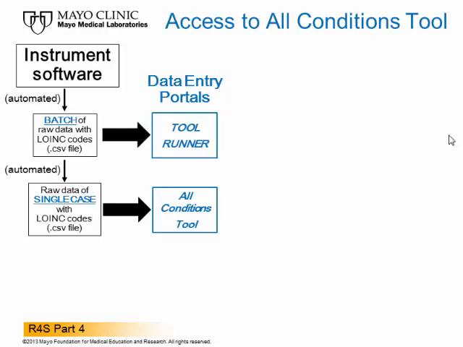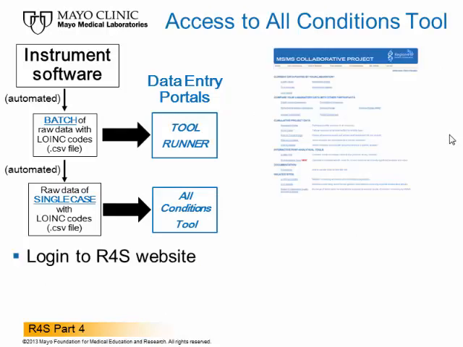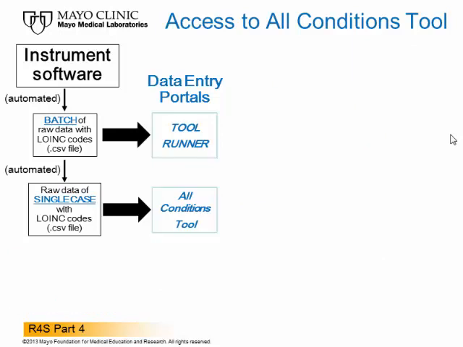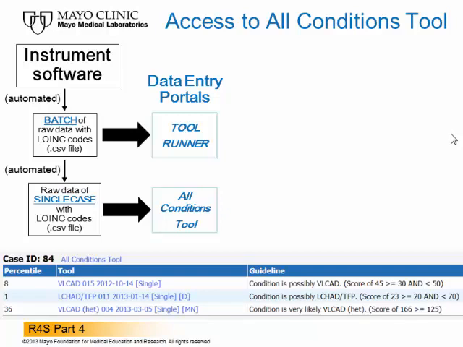Just like all other post-analytical tools, once a user has logged in the R4S website, the All Condition tool can be accessed from the link on the home page and then selecting the link to the All Condition tool. Moreover, direct access is provided from the report of a tool runner for every case with at least one informative score. This tool can also be used retrospectively for review of true positive cases already posted on R4S.